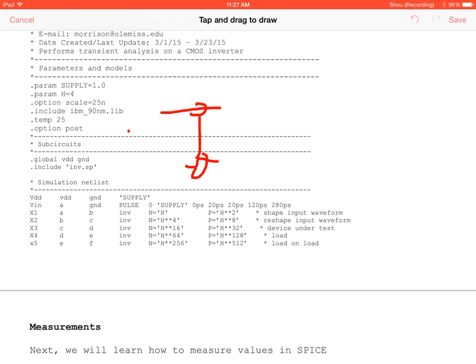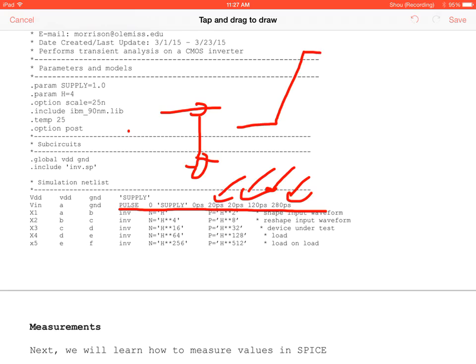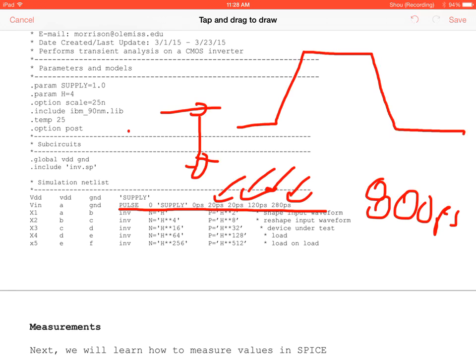That's our supply. We've defined a pulse here. Here we have properly accounted for some sort of delay time, and we have our full 280 picosecond cycle. So it's 20 picoseconds rise, 120 picoseconds high, 20 picoseconds fall, 120 picoseconds low. That's going to keep repeating until the end of our transient analysis. So this was 280 picoseconds per cycle. If you recall, last time it was 800 picoseconds for our transient analysis, so this would repeat 3 times and a part of a fourth.